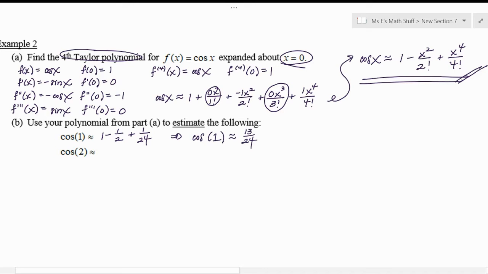Okay, and then cosine of 2 radians, you would just take your answer over here and plug a 2 in for all the x's. So you'd have 1 minus 2 squared over 2 factorial, which would be 2, plus 2 to the 4th, or 16 over 4 factorial, which would be 4 over 3 times 2, which would be 2 over 3, I think 2/3. And then when we group this together, let's see, -1 plus 2/3, is that -1/3? I think it's -1/3.